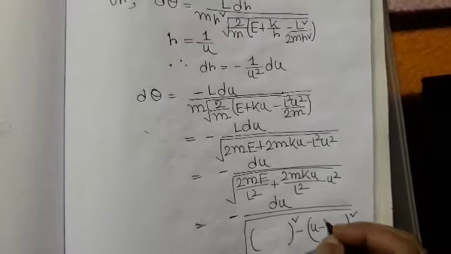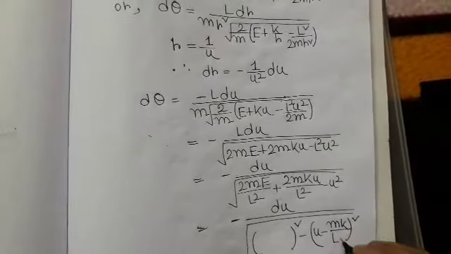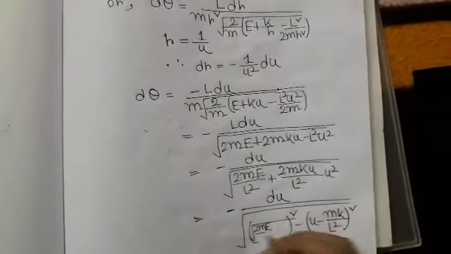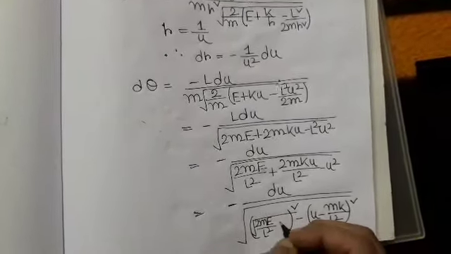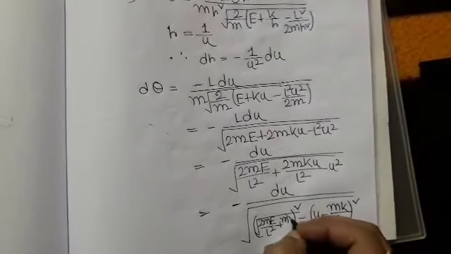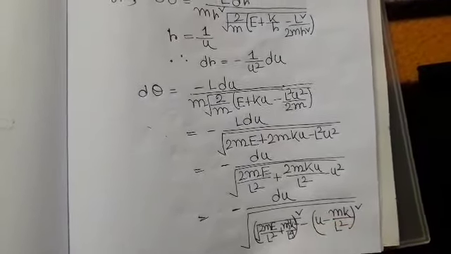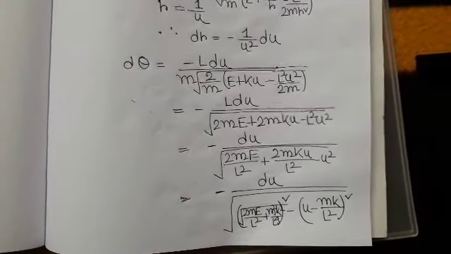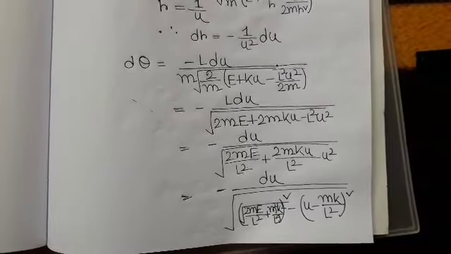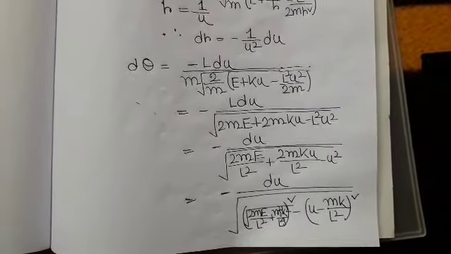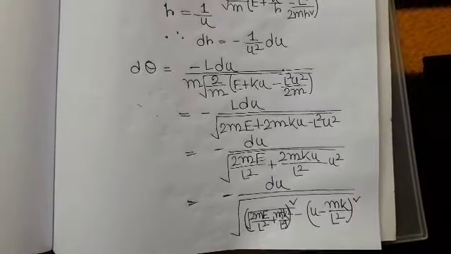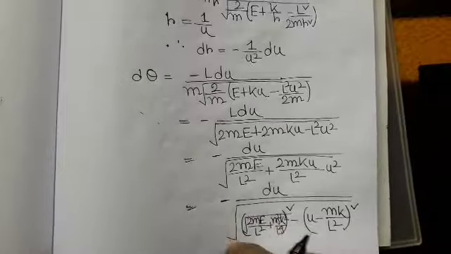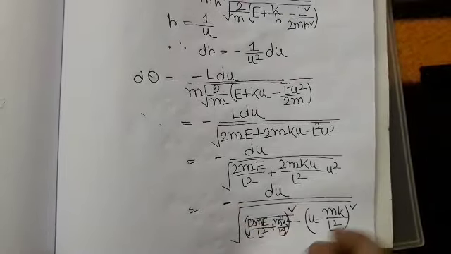Now what is that something? This is u minus mk by L squared, and the other term will be 2mE by L squared plus m squared k squared by L to the power 4. That is, minus du divided by the square root of 2mE by L squared plus m squared k squared by L to the power 4, whole squared, minus u minus mk by L squared, whole squared. So this is the integration form dx by root over a squared minus x squared.